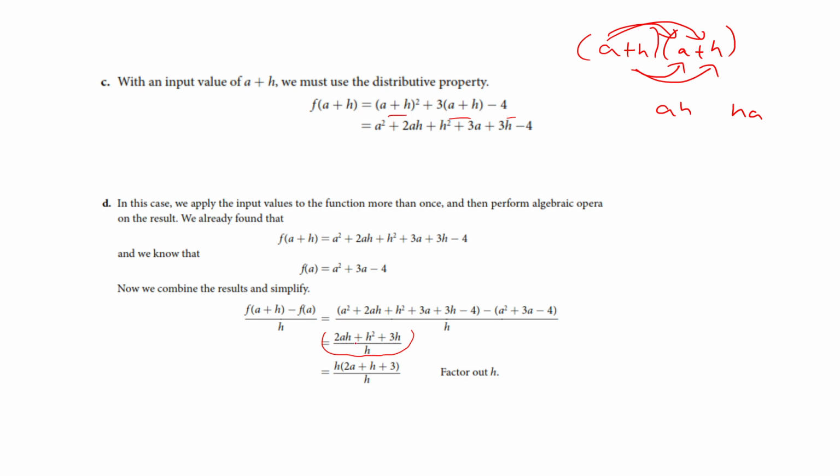Now, you pull out a GCF out of there. You've got an h on the top and the bottom, and you can cancel those h's. Now we'll talk more about that later, but if it's a factor on the top and a factor on the bottom, it can cancel out, and there you go.